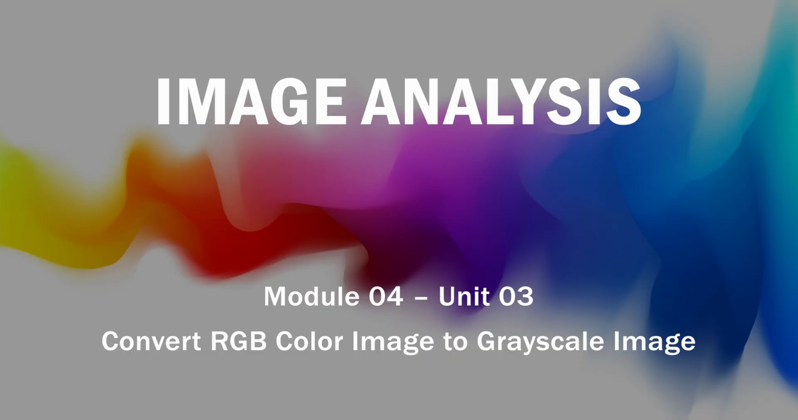Welcome to Module 4, Unit 3 of our Image Analysis course. In this unit, we'll explore how to convert an RGB color image into a grayscale image. You'll learn how colors are represented in digital images, how the red, green, and blue channels contribute to the overall picture, and how we can combine them mathematically to produce a grayscale version.